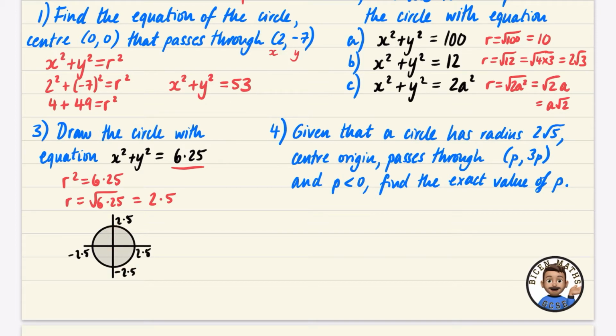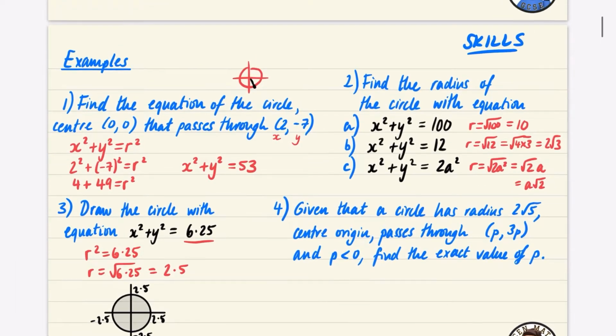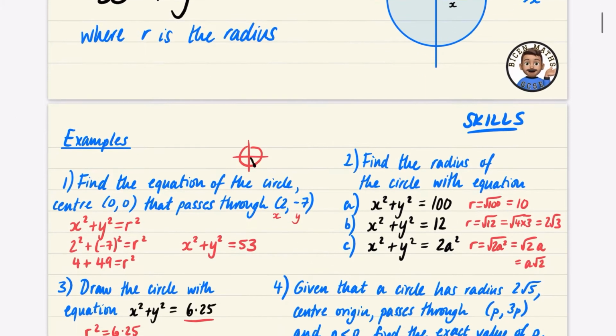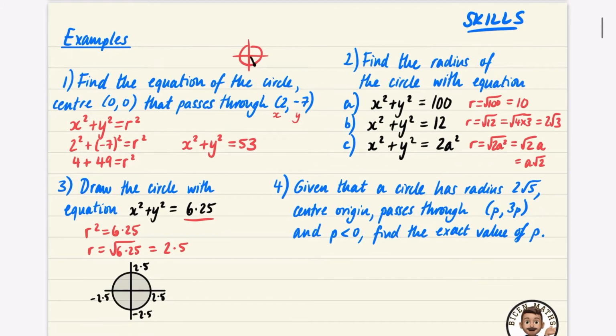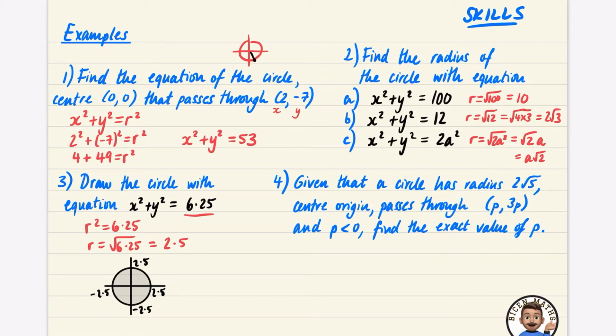Okay, this last one looks like it could be tricky, but it really is just an application of that same formula of x squared plus y squared equals r squared. It says, given that a circle has radius 2 root 5, centre the origin, passes through (p, 3p), and p is less than 0, find the exact value of p.